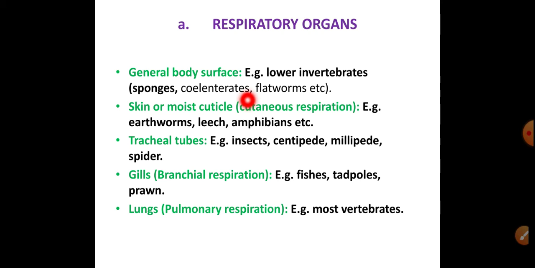First, the general body surface. Examples are lower animals like sponges, cnidarians, and flatworms, that is, all the worms that come under Platyhelminthes. All these respire or breathe through the general body surface, exchanging oxygen and carbon dioxide through the body surface. Then skin or moist cuticle: respiration through the skin or moist cuticle is called cutaneous respiration. This takes place in the case of earthworms.